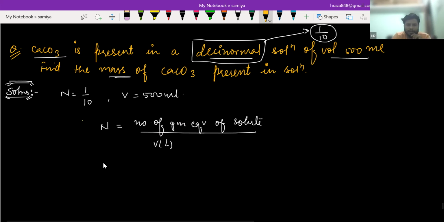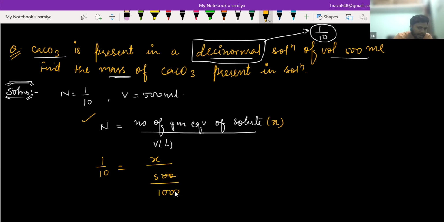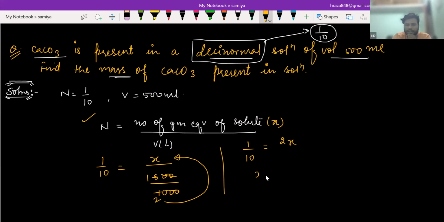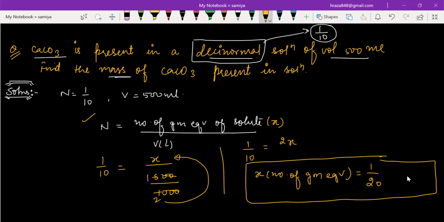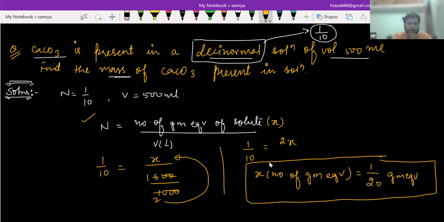Now see, you can easily understand why it is 1 by 10 number of gram equivalent. I am taking it as x, volume of solution in liter, that is 500 upon 1000. We have to convert it into liter, and it will be 1 by 2. So I'm going to solve it, 1 by 10, and this 2 will come to the numerator, and it will be 2x, and x, that means number of gram equivalent, is equal to 1 by 20. Is everyone okay with this? Yes, sir. This is basically gram equivalent. This is the unit.